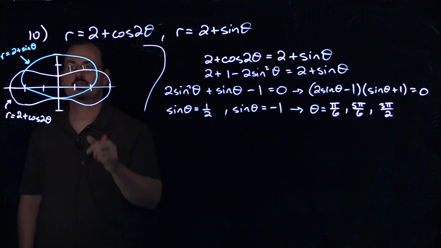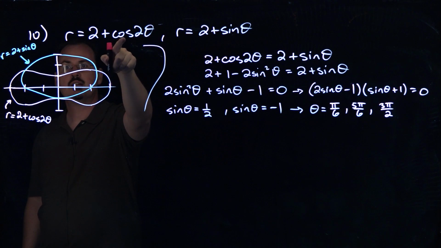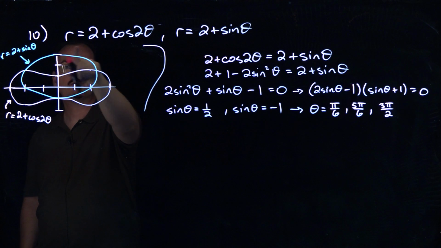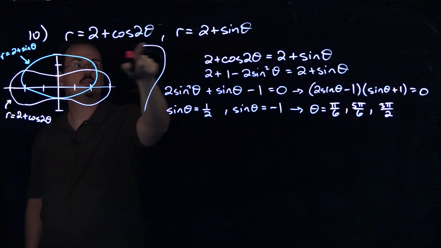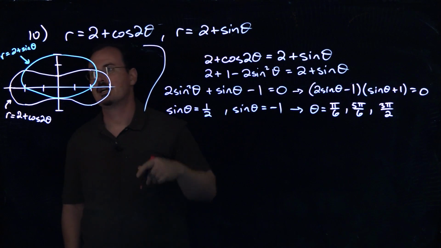We can see the color difference here. The pink one is the sort of peanut-shaped one. That's the first graph right there. The more ovalish one is the blue one. That's the 2 plus sine theta graph. And so definitely graph these on your calculator.